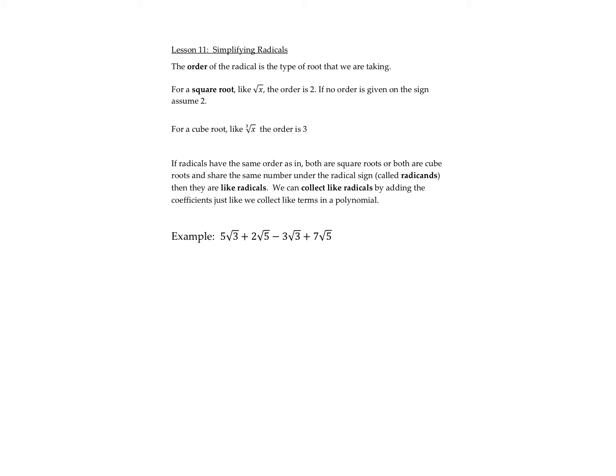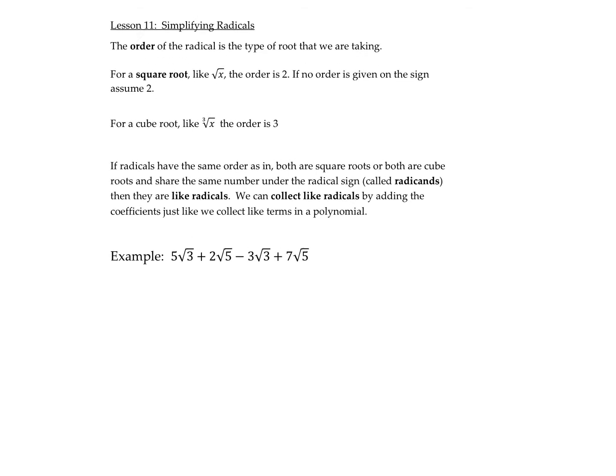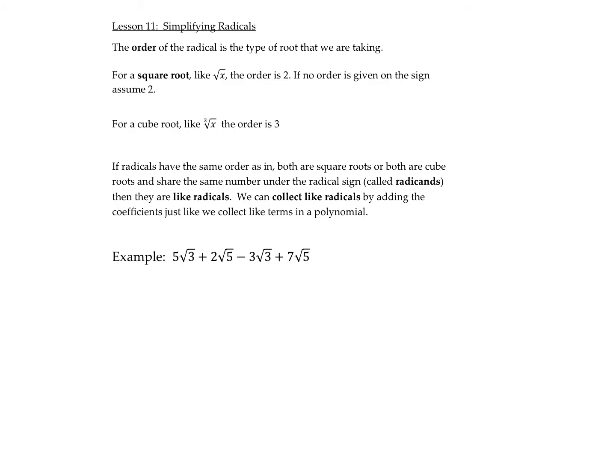In this lesson, we are looking to simplify radical expressions, and we will need this later on when we do quadratics. So the order of the radical is the type of root we are using. If we see something like this, that is a square root because there is no number. So if there is no order, we assume it's a square root. If it's not a square root, it will let you know. So for example, cube root, we'll see a 3.